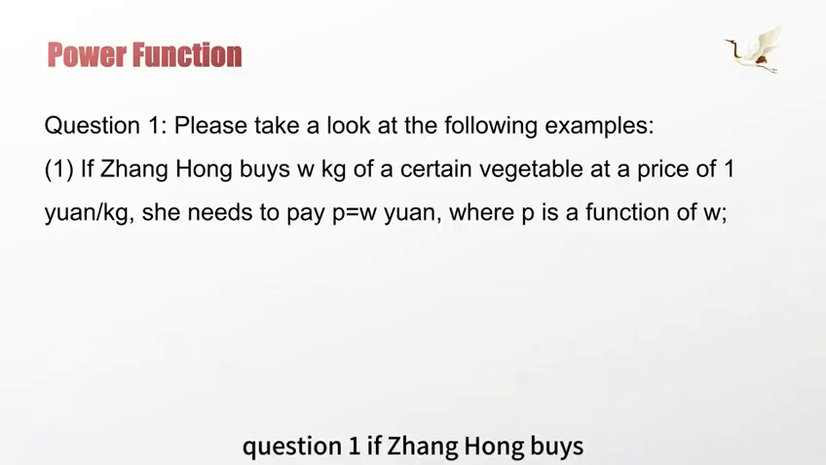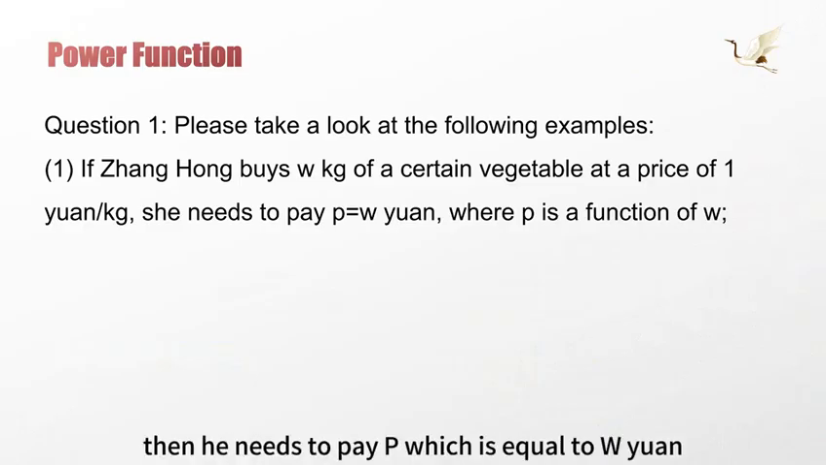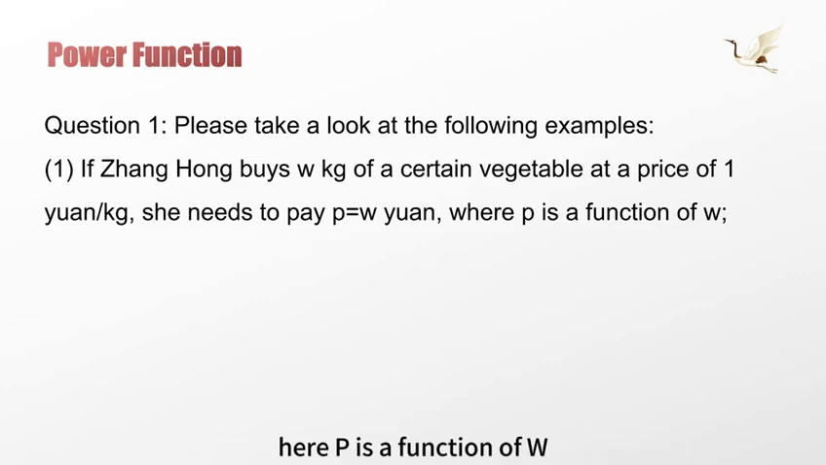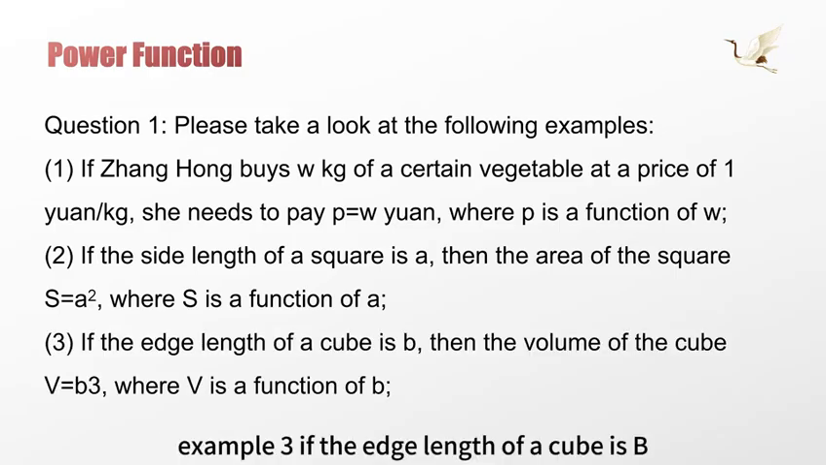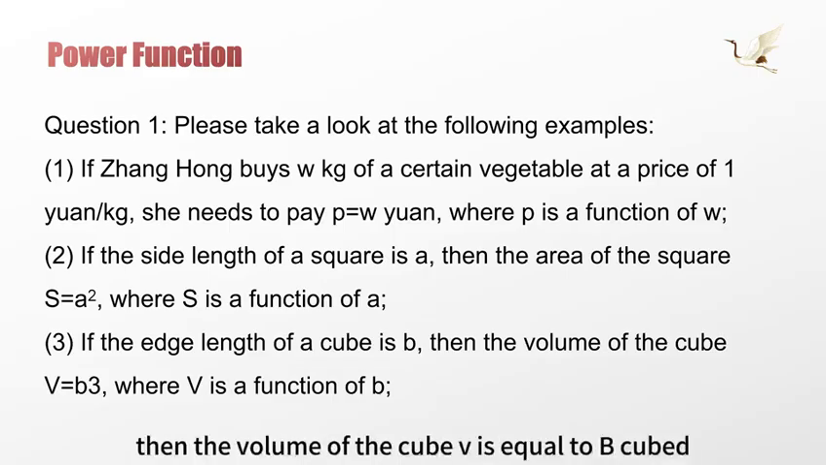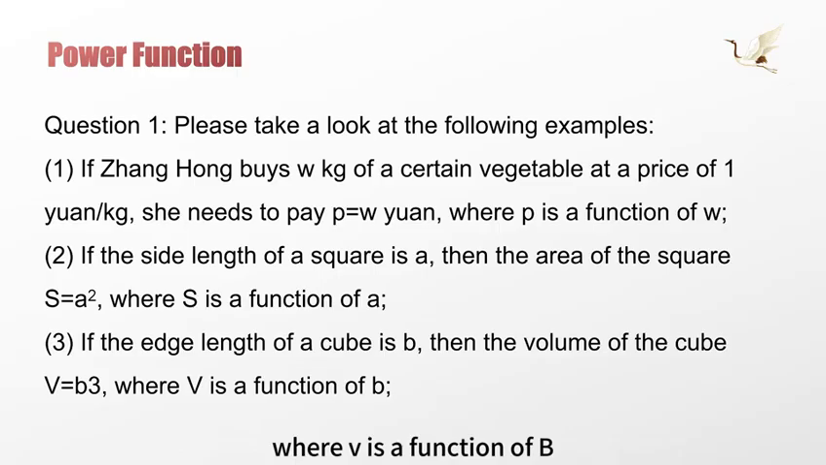Question 1. If Zhang Hong buys W kilograms of a certain vegetable at a price of 1 yuan per kilogram, then he needs to pay P, which is equal to W yuan. Here, P is a function of W. Second, if the side length of a square is a, then the area of the square, S, is equal to a squared, where S is a function of a. Example 3, if the edge length of a cube is b, then the volume of the cube V is equal to b cubed, where V is a function of b.